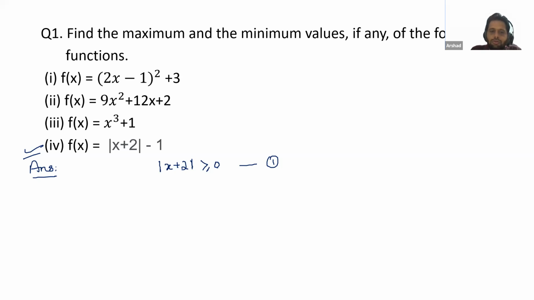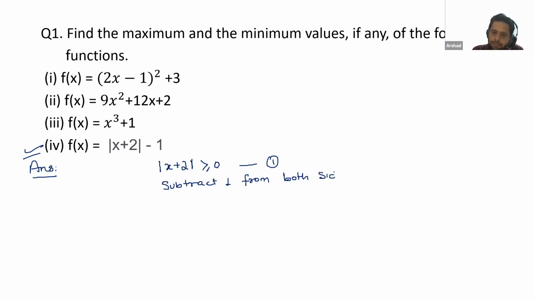True. Very good. Because this is a modulus, whatever value you put inside the mod, it will convert that into a positive value. So mod x plus 2 will be greater than or equal to 0 because the minimum value can be 0; otherwise, it will be greater than 0. Now, as per the question, we have a minus here. So what we will do? Subtract 1 from both sides.